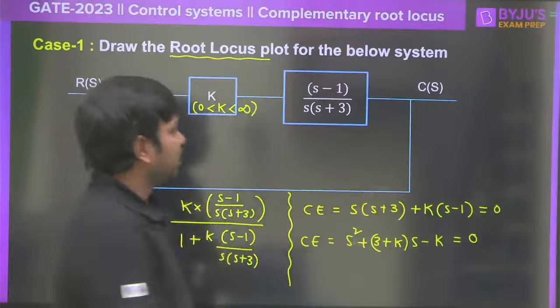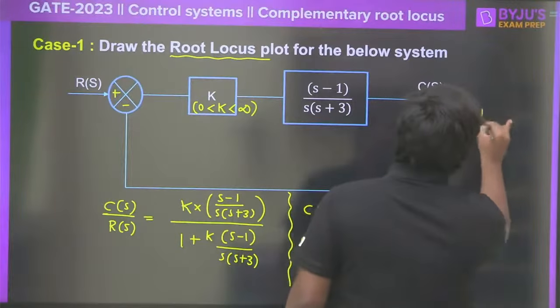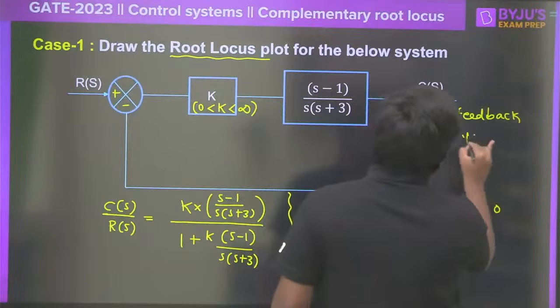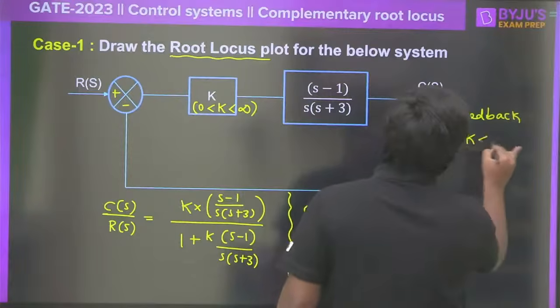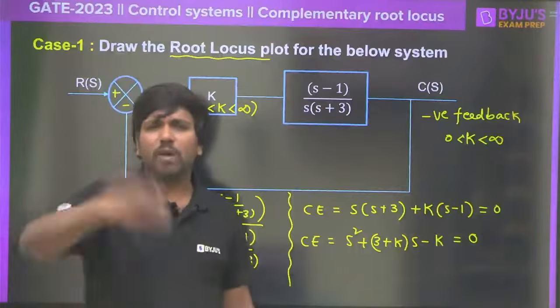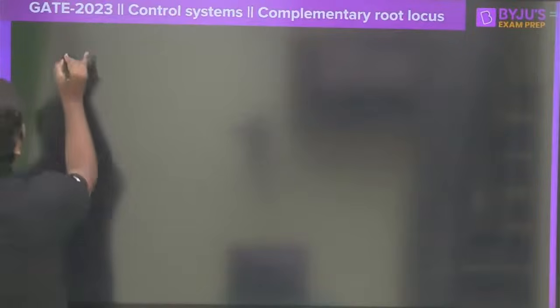Two things you must understand here. I told you that this is negative feedback, so please keep this in your mind. And also I told you that the value of k is varying from 0 to infinity. Please keep these things in your mind. Whether it is a direct root locus or complementary, that we will see later. First, let us sketch the root locus from the fundamentals here.